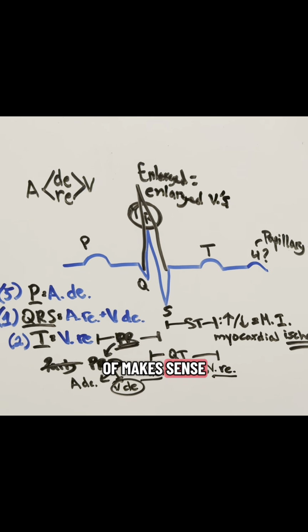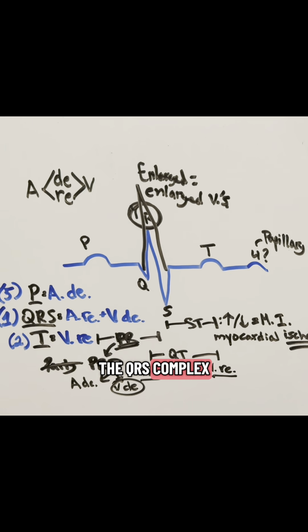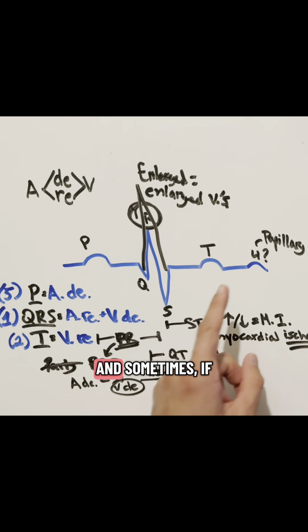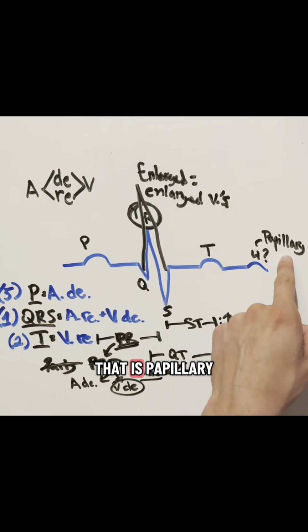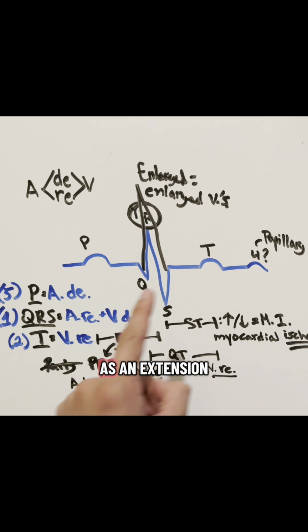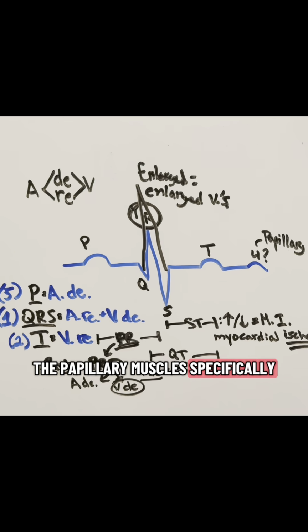Now, this kind of makes sense of the EKG. The P wave is atrial depolarization. The QRS complex is atrial repolarization with ventricular depolarization, while the T wave is ventricular repolarization. And sometimes if we have a U wave, that is papillary muscle repolarization, which typically doubles as an extension of ventricular repolarization, but it is the papillary muscles specifically.